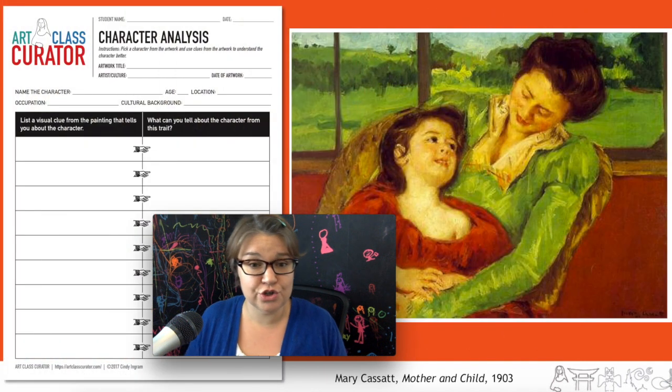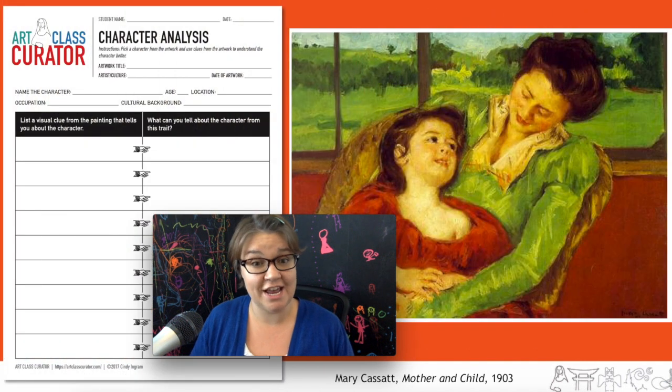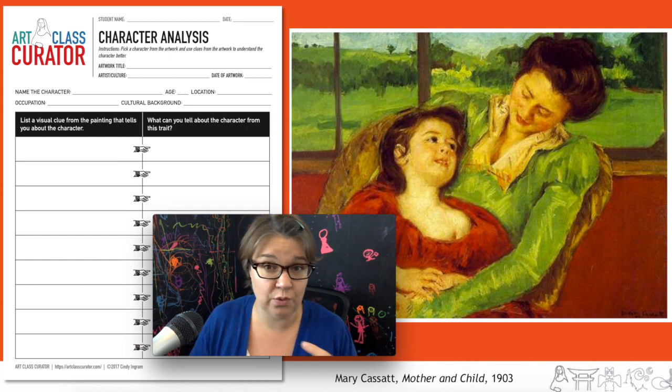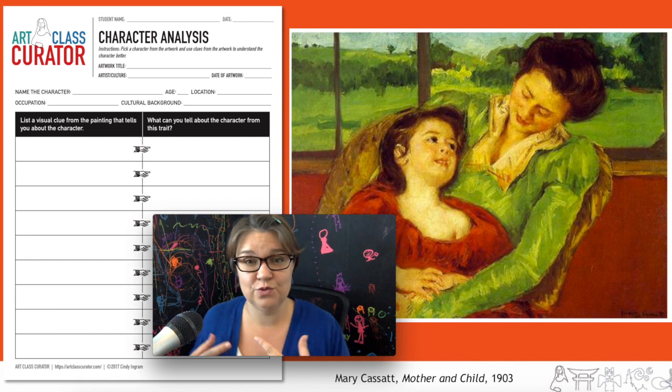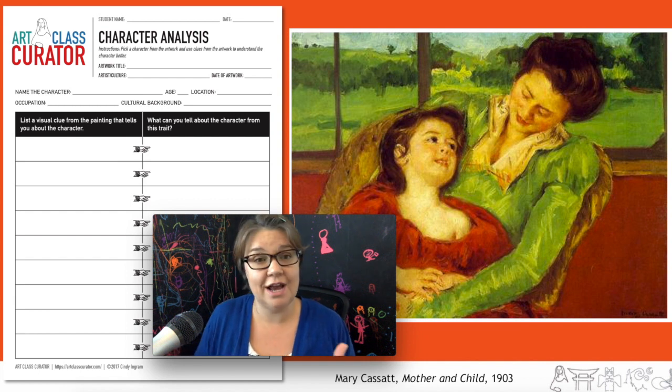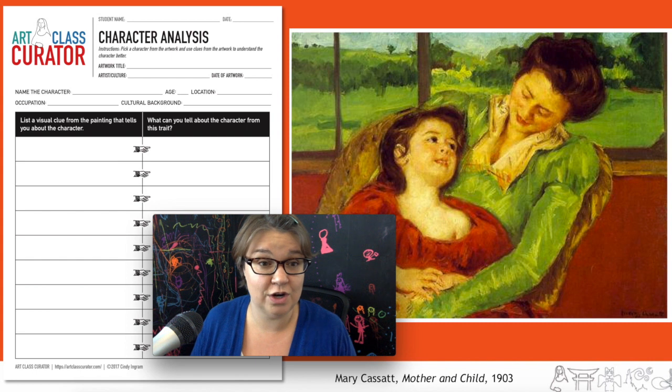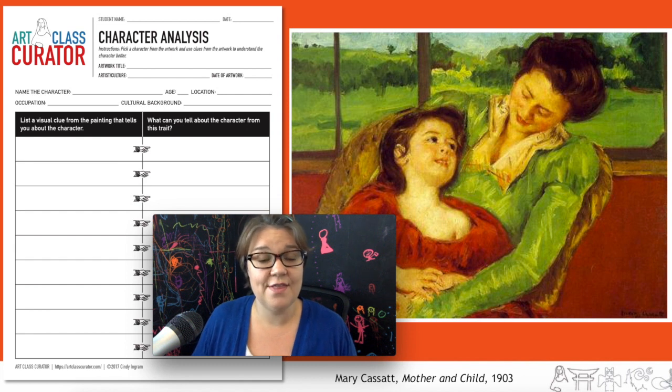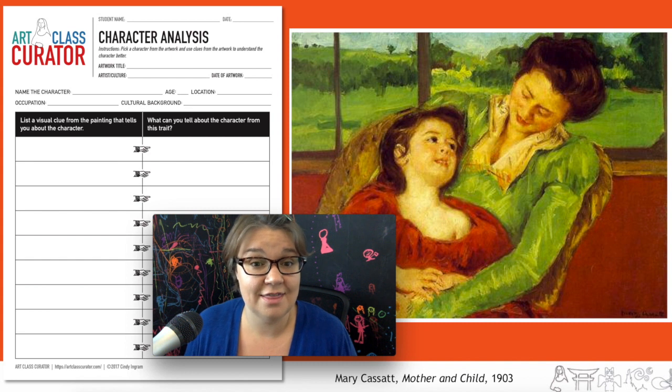If you really want your students to pay close attention to artist choices and really make that connection between what an artist does versus what we get out of it, you can have them use this character analysis worksheet. So on the left side, they write the visual cue from the artwork that tells us about the character. And then in the second column, they write about what you can tell based on that trait.